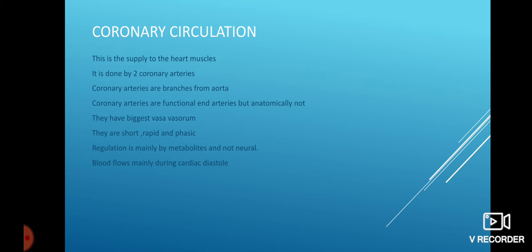So the tunica adventitia of the coronary artery consists of another blood vessel supplying its muscles, and these are called vasa vasorum. And regarding the coronary arteries, the vasa vasorum is biggest in size. Coronary arteries are short in their course because they start from the anterior aspect till the posterior crus. So it is short in course but rapid and phasic. Regulation is mainly by metabolites. So control of coronary circulation is not by the nerves. Neuronal control is less, but metabolic control is more.